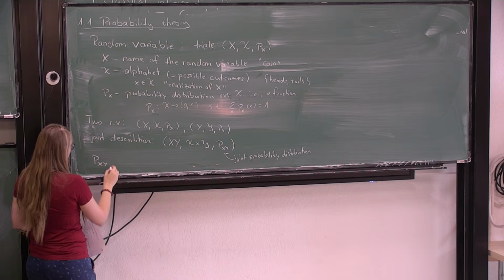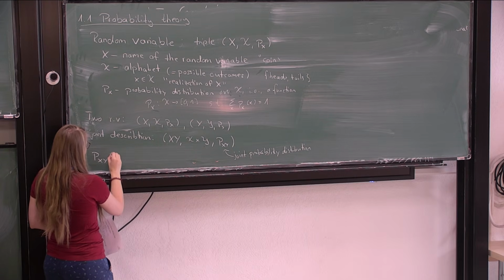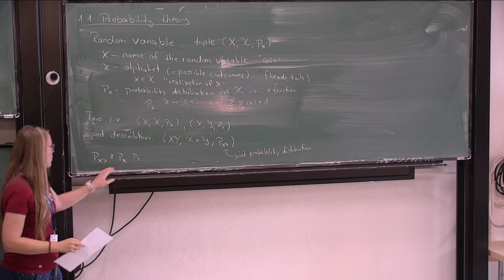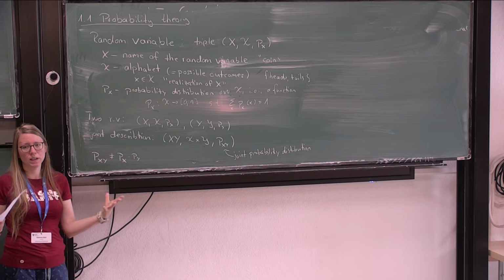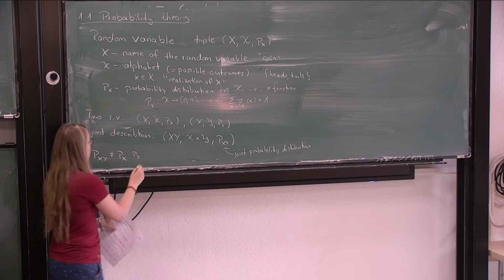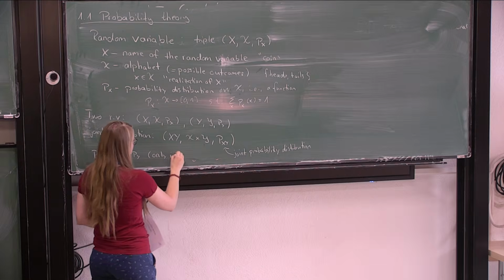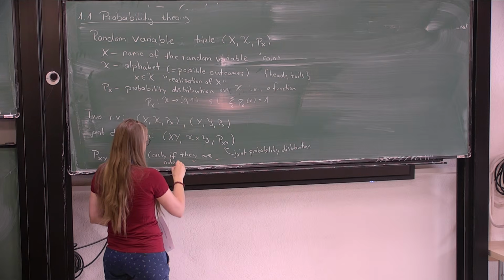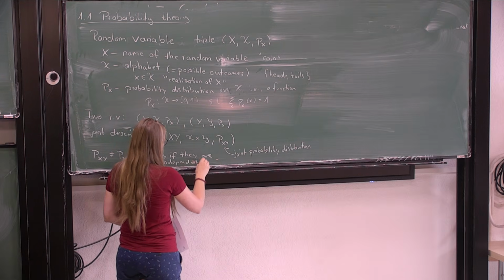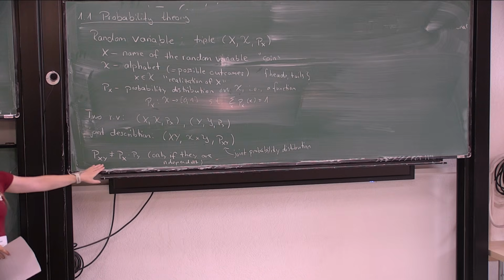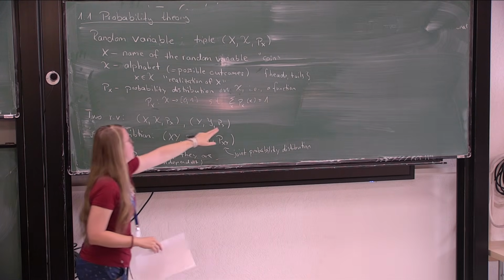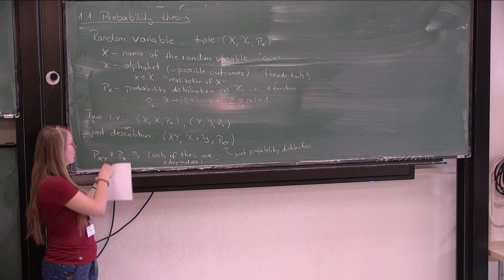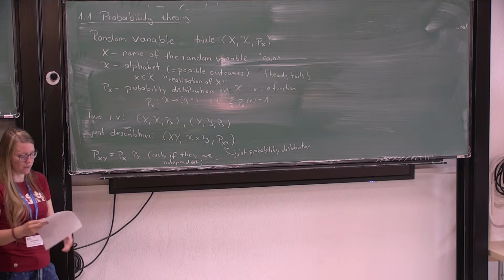Since p x y is not necessarily px times py, this is only the case if the 2 random variables are completely independent. To describe the joint probability distribution, I need to know more than the individual probability distributions. I need to know how they are correlated. So I need some additional information to be able to describe this joint behavior.